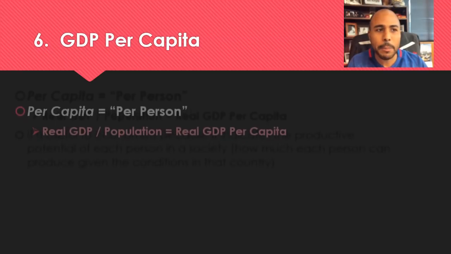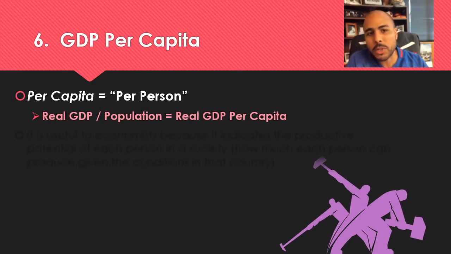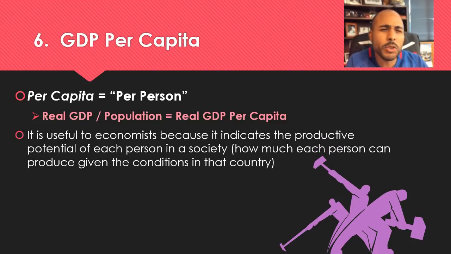So GDP per capita. Per capita simply means per person. So real GDP divided by population tells us the real GDP per capita. This is useful for economists because it's an indicator of the productive potential of every person in society. In other words, how much we expect each person to contribute to the productivity of our economy. So keep in mind that GDP per capita doesn't mean how much money each person earns, but instead it's just a measure of how much productivity each person can create based on the country where they live.